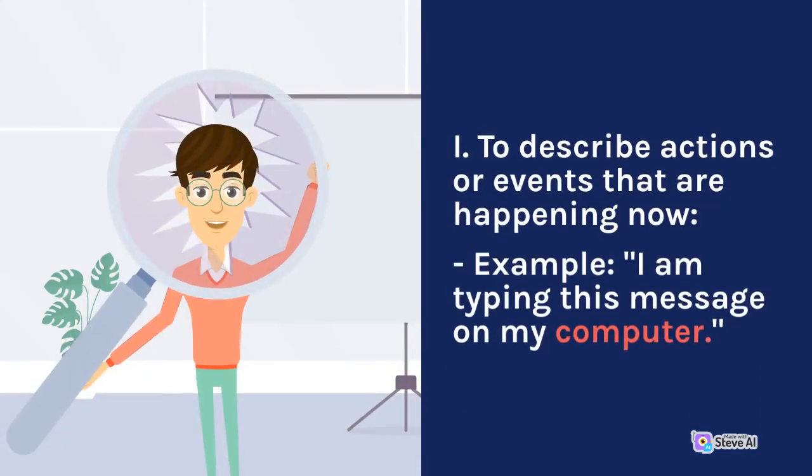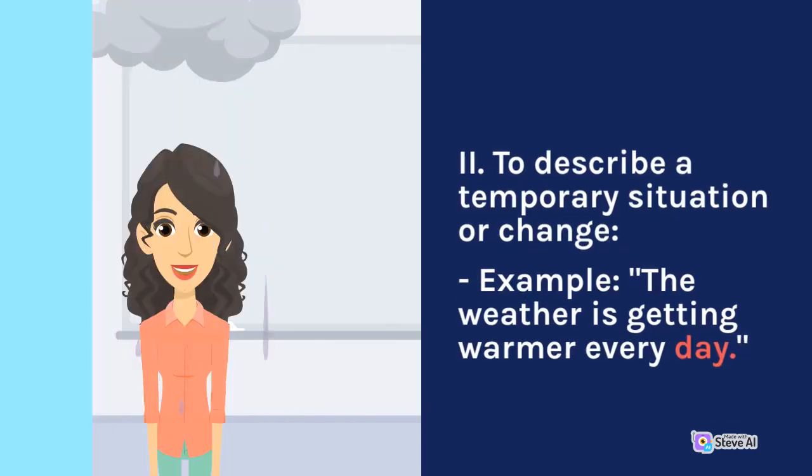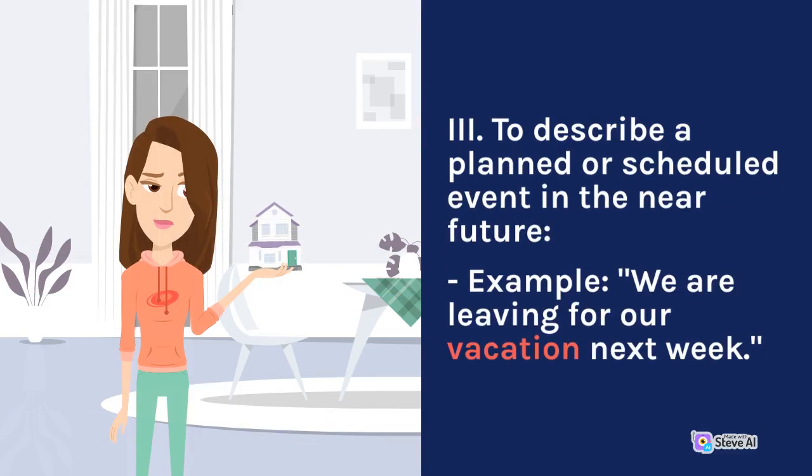1. To describe actions or events that are happening now. Example, I am typing this message on my computer. 2. To describe a temporary situation or change. Example, the weather is getting warmer every day. 3. To describe a planned or scheduled event in the near future. Example, we are leaving for our vacation next week.